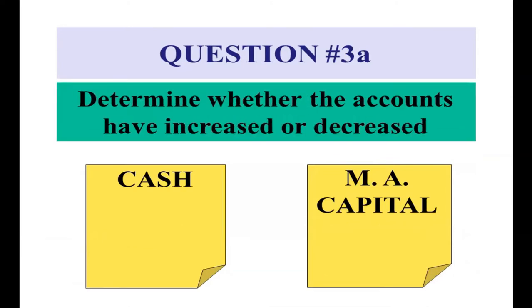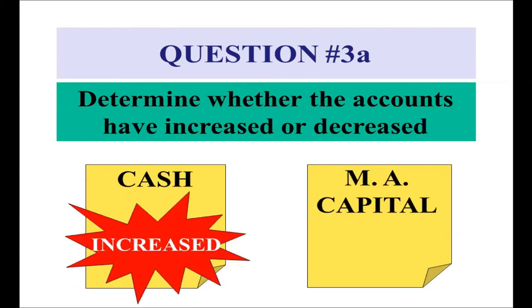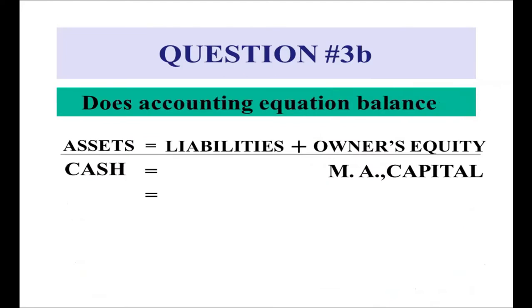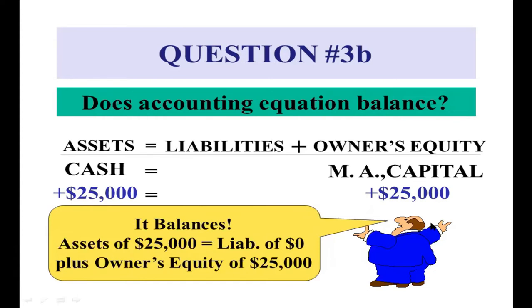The third question is, we need to determine whether the accounts have increased or decreased. What do you think happened to the cash? Yes, it increased. And what do you think will happen with Mary Adams' capital in the business? Yes, it also increased. So both of them increased: the cash, a type of asset, and Mary Adams' capital, a type of owner's equity. Now, does the accounting equation still balance? Let us see. Your cash, $25,000 you have invested. And of course, in your capital also, you have $25,000. Same. It will still be balanced: assets of $25,000, and owner's equity, which is also $25,000.